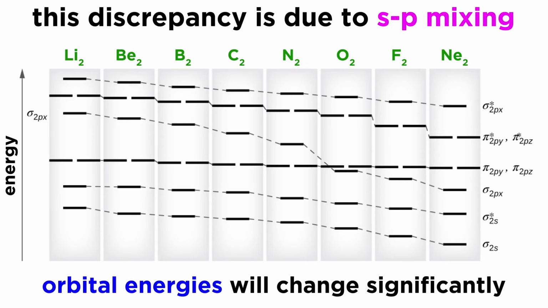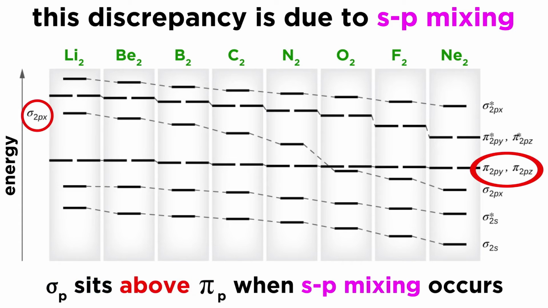As a result, we see the sigma s and sigma s star orbitals going lower in energy and the sigma p and sigma p star going up in energy. So much so that the sigma p orbital now sits above the pi p orbitals.